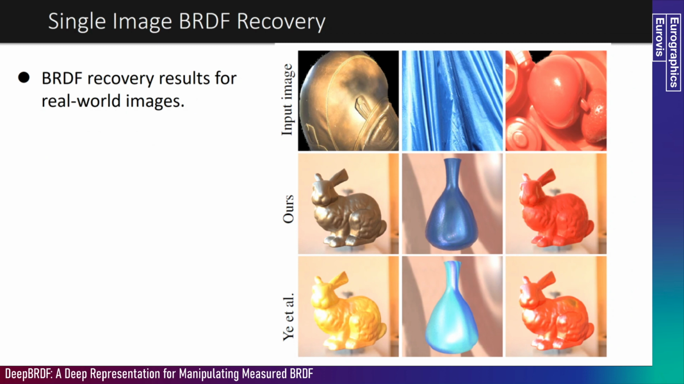Here are more comparisons of real-world pictures. Again, our method shows higher reconstruction quality than that of Ye et al.